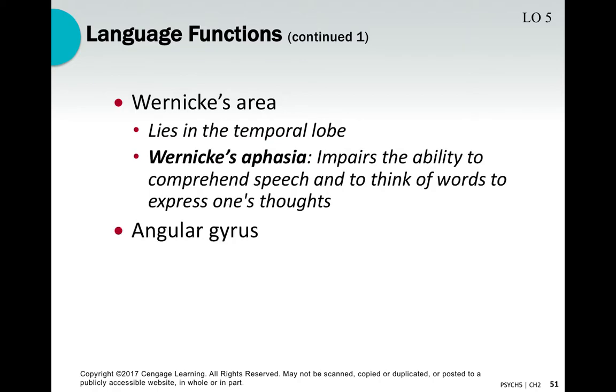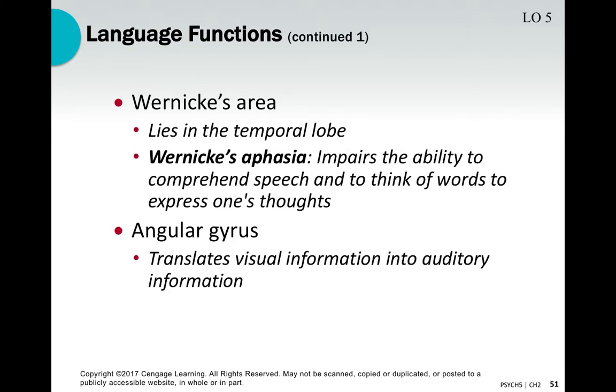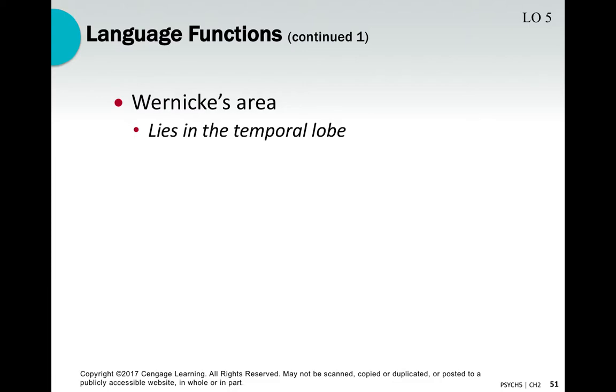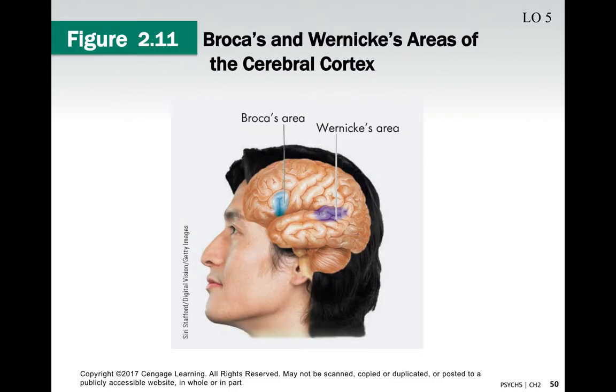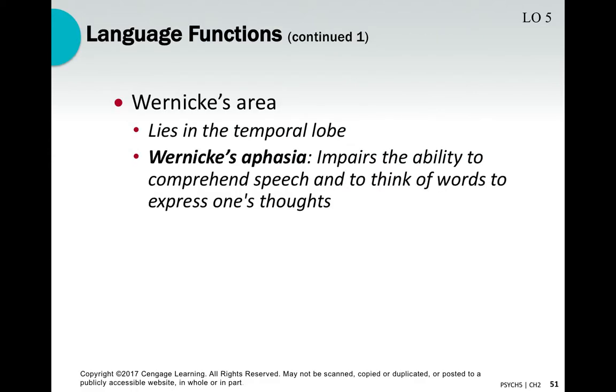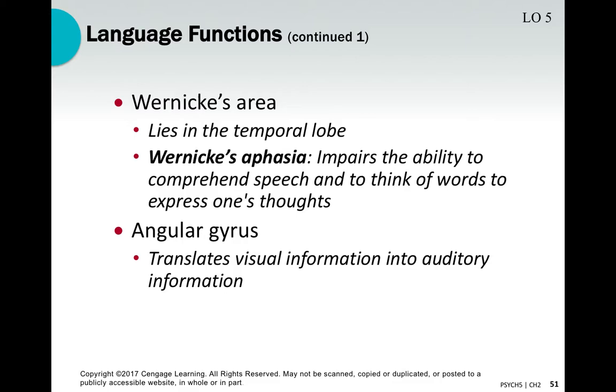So, we already talked about Wernicke's area. In addition to that, we have the angular gyrus, which is what translates visual information into auditory information. Basically, this is the part of the brain... I don't know why they don't show it on here. It's in the same area as Broca's and Wernicke's, but for some reason it is not lit up. But it's what allows you to read. The fact that you can read the words on this slide, you're using your angular gyrus.